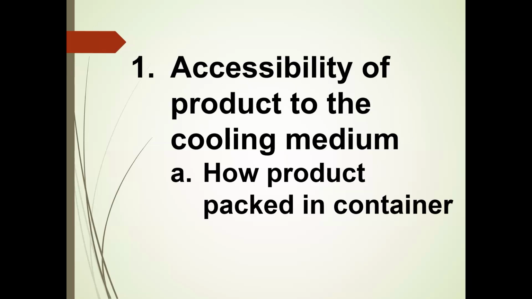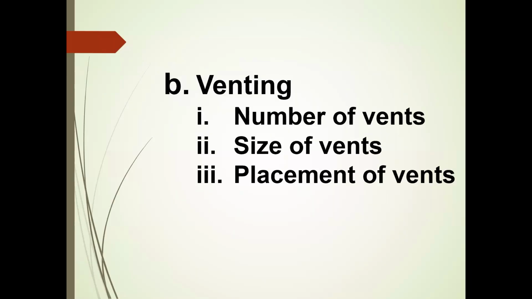The first is the accessibility of the product to the cooling medium, and that's going to be affected by how the product is packed in a container, whether it's loosely or tightly packed. The venting of the container also affects the half cooling time, and venting refers to the number of vents or holes in each container, the size of these holes, and the placement of the holes on each container.